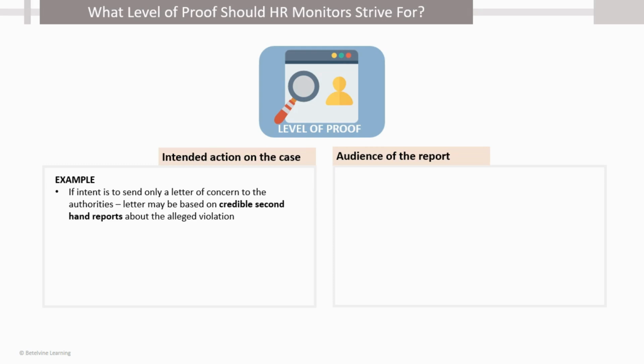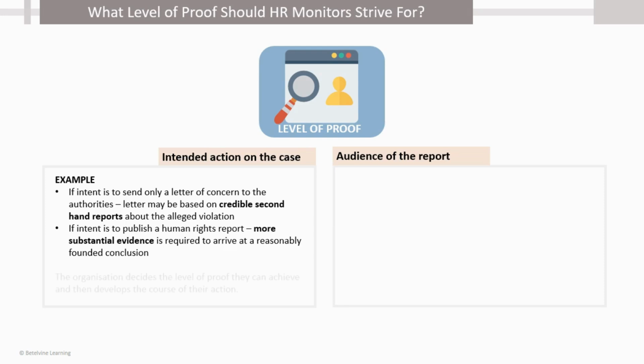On the other hand, if the organization intends to publish a human rights report, then more substantial evidence is required to arrive at a reasonably founded conclusion. Depending on the circumstances surrounding the case, the organization would have to decide the level of proof that they can realistically achieve and then decide upon the course of their action. Otherwise, the fact finding activity can become a never ending process.